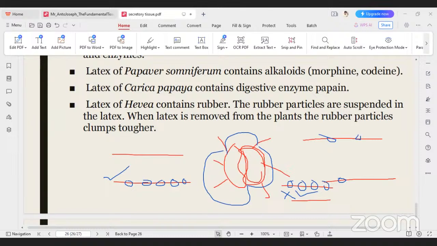What is paracytic? Paracytic means, for example, this is the guard cell. The subsidiary cells are parallel to the guard cell like this. Subsidiary cells parallel. That is paracytic. What is diacytic?